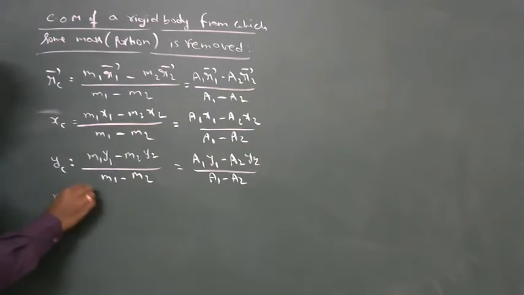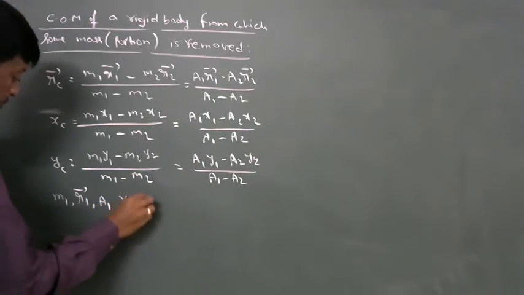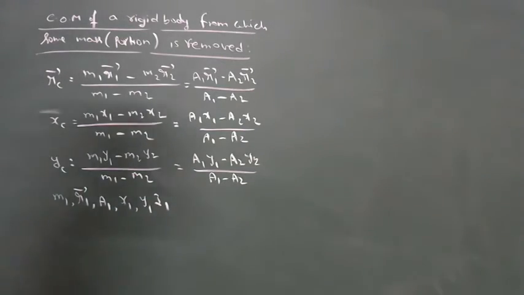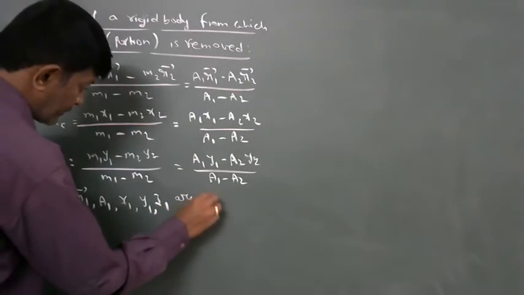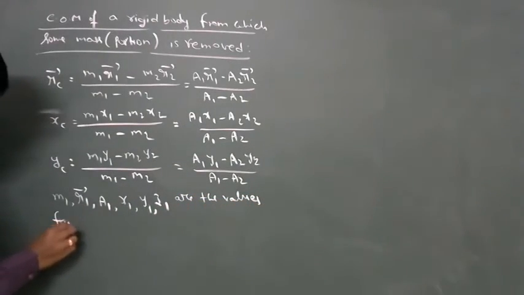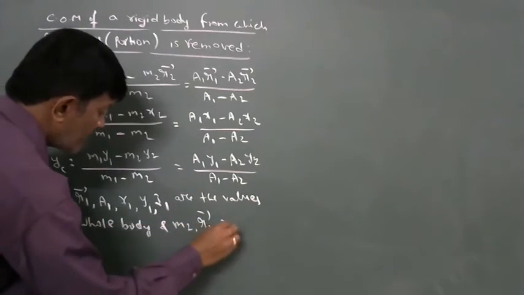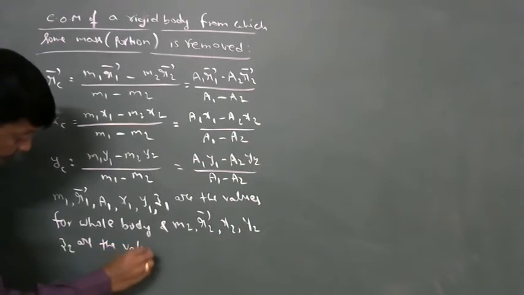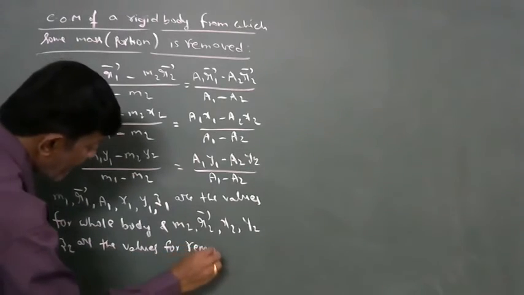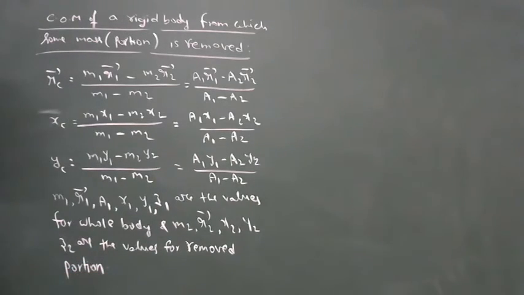Here M1, R1 bar, A1, X1, Y1, Z1 are the values for the whole body, and M2, R2 bar, X2, Y2, Z2 are the values for the removed portion.